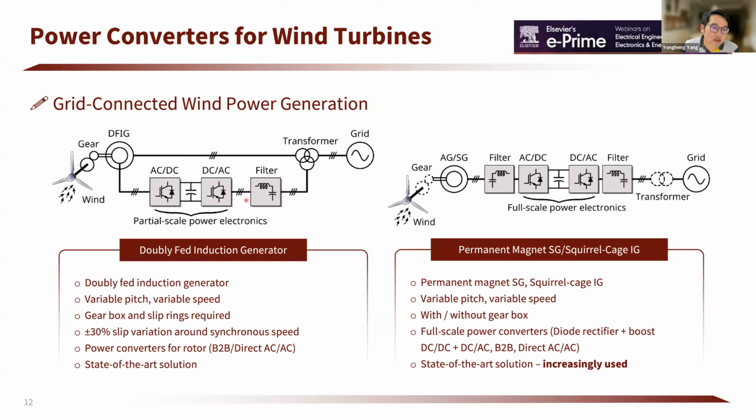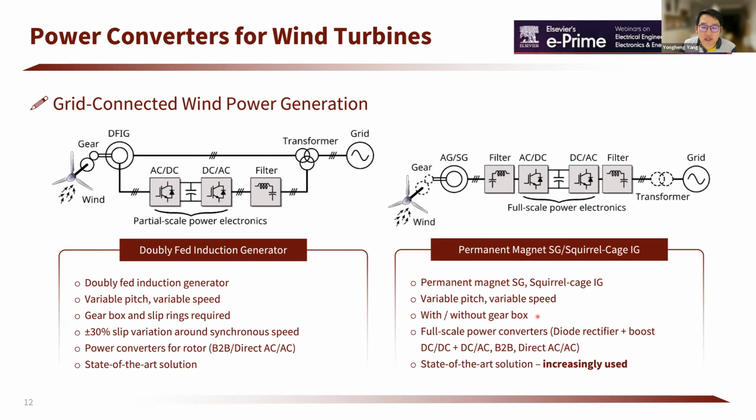You can also call it a partial-scale power electronics wind system, because the wind power is partially processed by the power electronics converters. Such a concept is a state-of-the-art solution, and it has been used in many commercial wind generation systems.